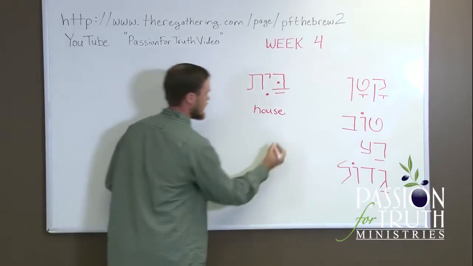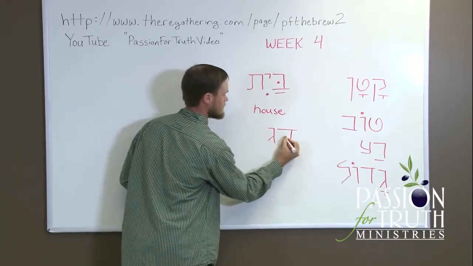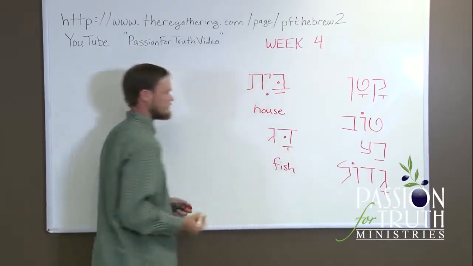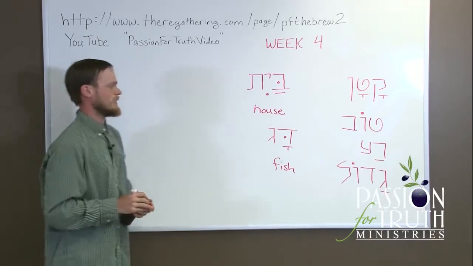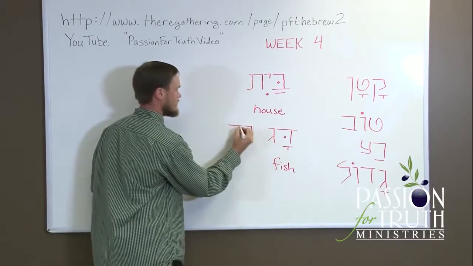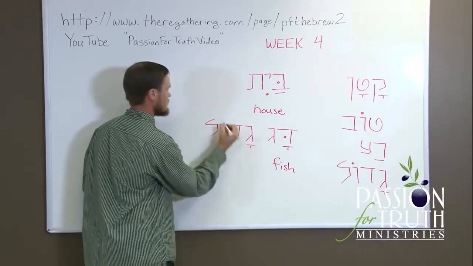All right, how about dog? Dalet Gimel. Dog is a fish. Okay, a big fish would be a dog gadol. Small fish would be a dog katan. Okay?